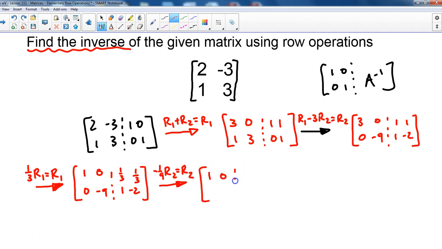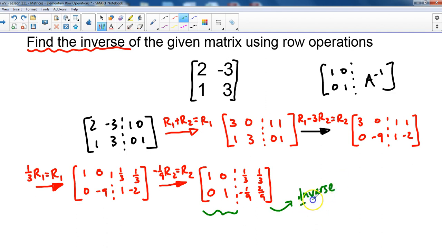My top row stays the same. And that's 0, 1. This entry times 1/3 is 1/3. I'm sorry, -1/9 is what I need to multiply it by. So this entry times -1/9 is -1/9. This entry times -1/9 is +2/9. And so now you can see what I've got over here on this left side is the identity. That's what I need. And over here, this is my inverse.